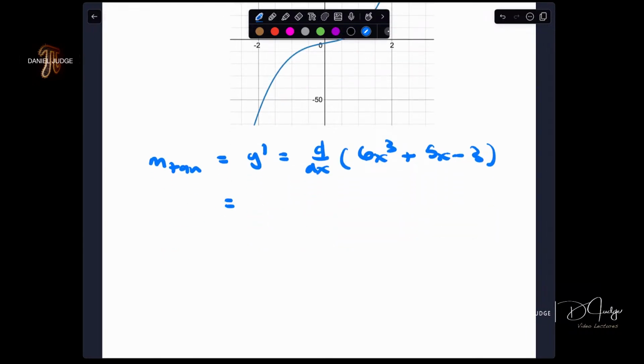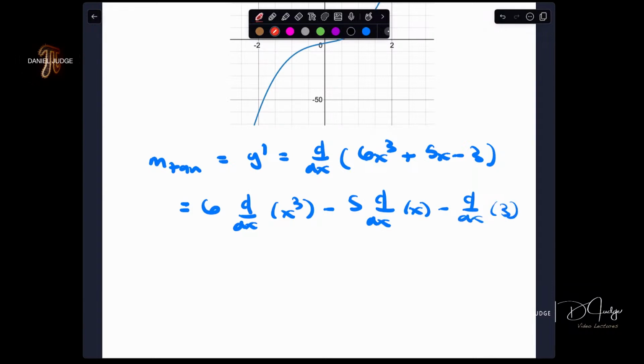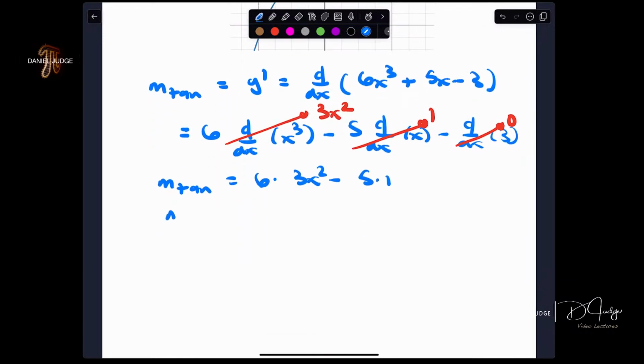And by properties of derivatives now, right? So let's do some properties of derivatives. 6 times the derivative of x cubed minus 5 times the derivative of x minus this 3 here. So this gives you a 3x squared. This gives you a 1. This gives you a 0. So m tangent is 6 times 3x squared minus 5 times 1, or m tangent is 18x squared minus 5.